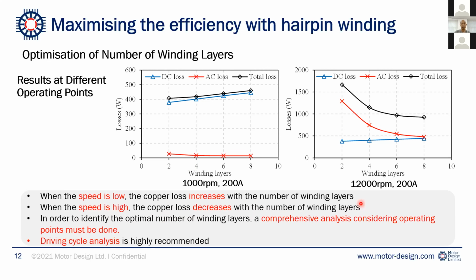So how to achieve better performance for the electrical machine by minimizing the losses and maximizing the efficiency by using the hairpin winding? We have to do a comprehensive analysis considering operating points, and ideally we have to do a driving cycle analysis, which is highly recommended by us.